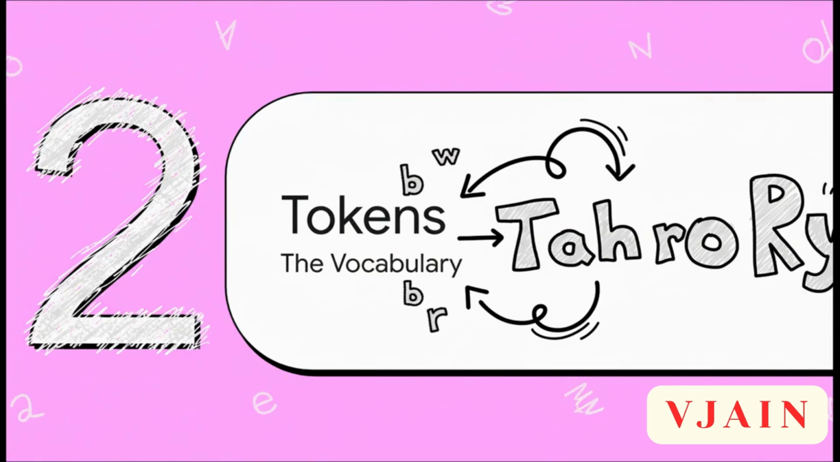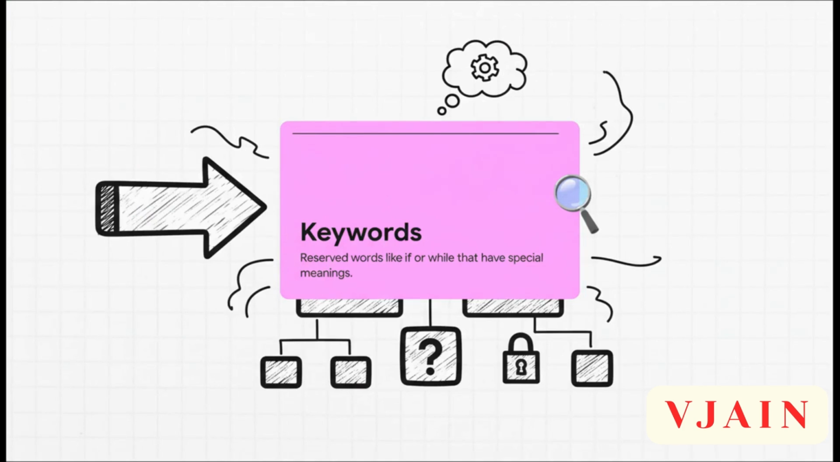So, we've got our letters. What's next? Well, we start putting them together to make words. And that brings us to level 2, tokens. If characters are the letters, then tokens are the actual vocabulary, the words in our new language's dictionary. First up in our dictionary, we've got something called keywords. Think of these as special VIP words that have a built-in meaning. For example, when Python sees the word if, it knows exactly what to do.